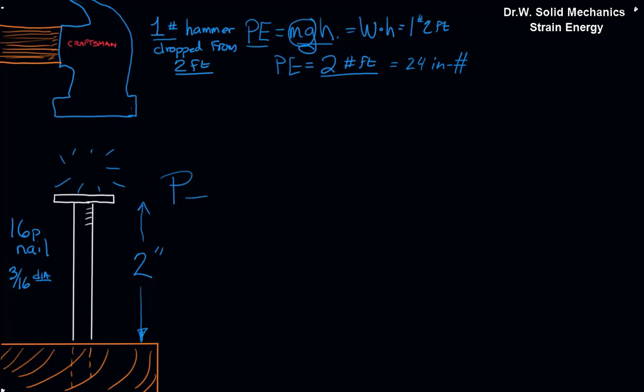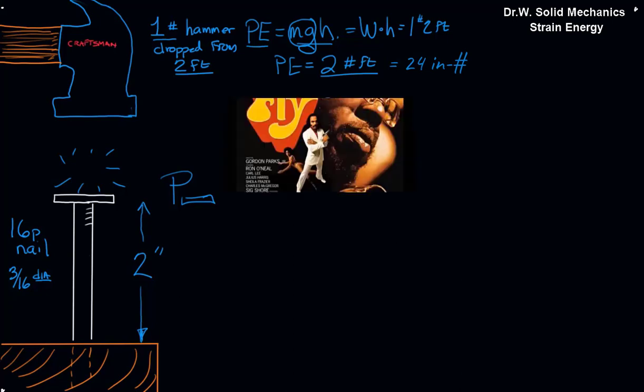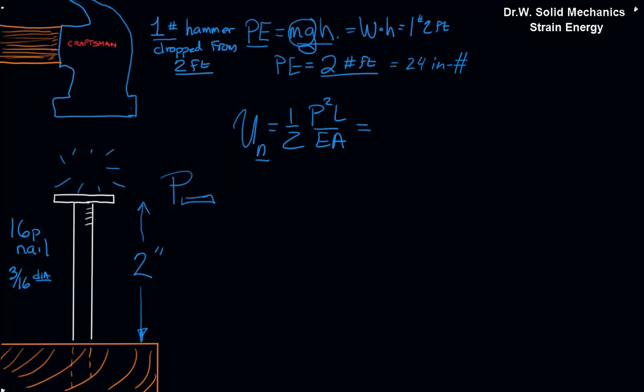When it strikes, the nail is going to compress. So we can say then that the energy stored in the nail will be 1/2 P squared L on EA. And the energy stored in the nail will equal the potential energy that the hammer has brought to the impact. So we'll end up with 1/2 P squared L on EA will equal 24 inch-pounds.